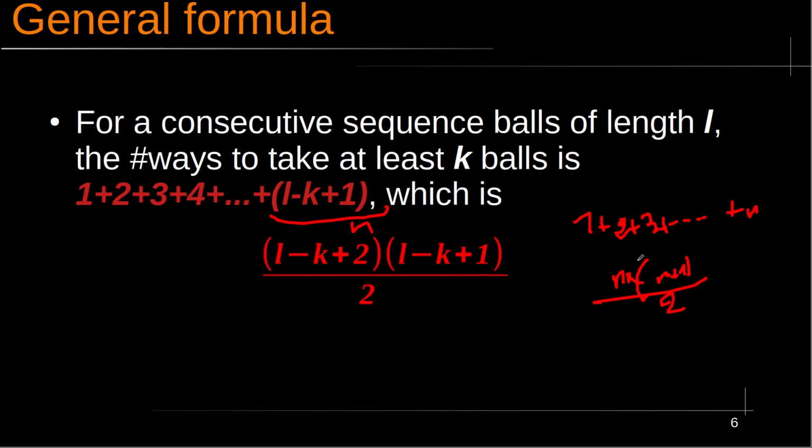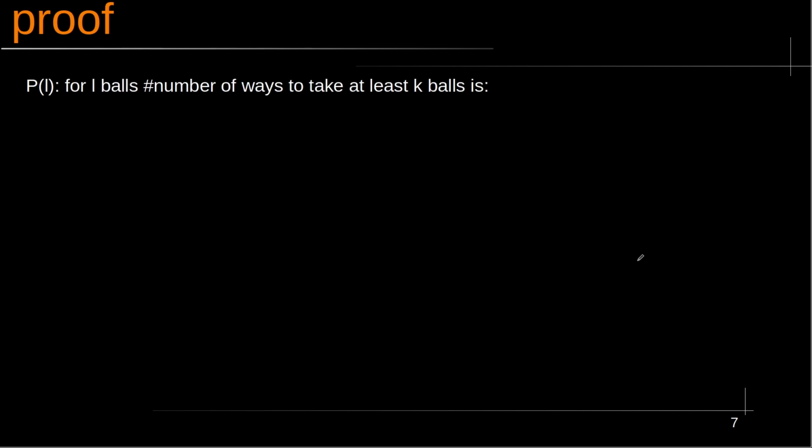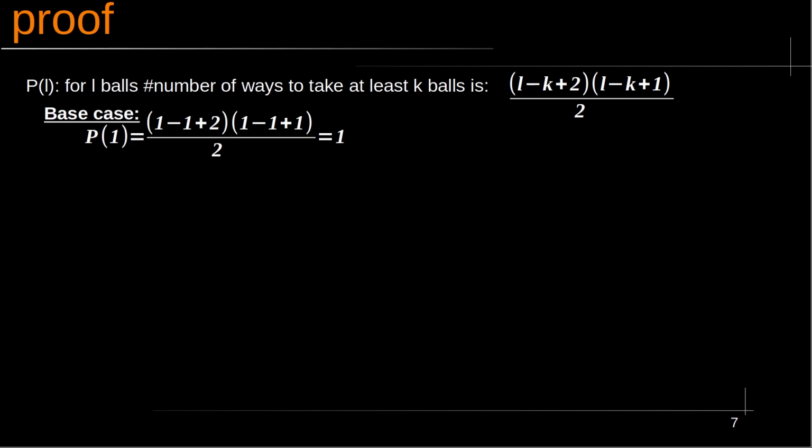Of course, we have to prove this formula. I will not bother you with the details here, guys. We can use proof by induction. Let's take the statement PL for L balls. The number of ways to take at least k balls is this formula, as we have seen. The base case is P1: for 1 ball we have 1 way. For the inductive step, we assume that PL is true. We have to prove that PL plus 1 is true.